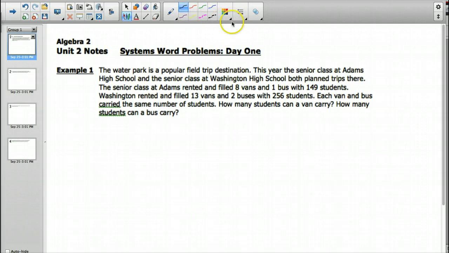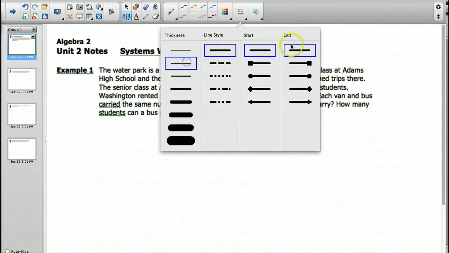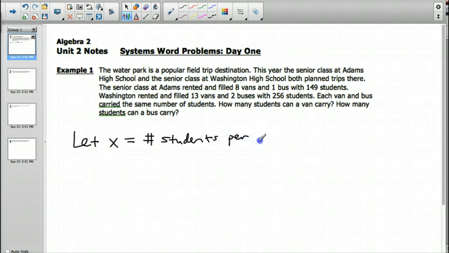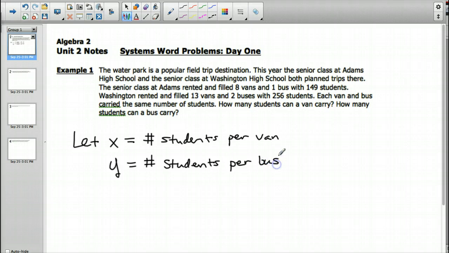So for this, I'm going to start with my let statements. I want to find two things. I want to find how many students per van, so I can let that be my x value. And then I want to find how many students will fit in a bus, so I'll let that be my y value. Okay, from there we're going to write a system of equations.